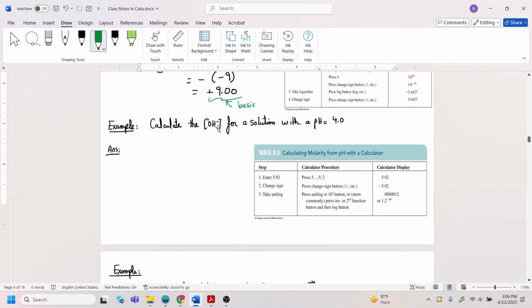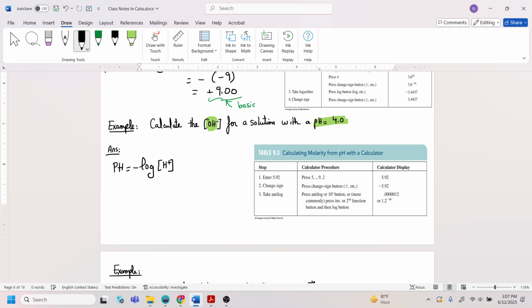Okay, calculate the concentration of the OH minus for a solution with pH equal to 4. Guys, these examples do cover all the types of questions that we might ask for the pH and the pOH calculation. So now they want the concentration of the OH minus. They gave you the pH. When they give you the pH, go ahead and calculate the concentration of H plus. And you already know Kw and the relationship between Kw and the concentration of the H plus and the OH minus. So this is our layout for the problem.